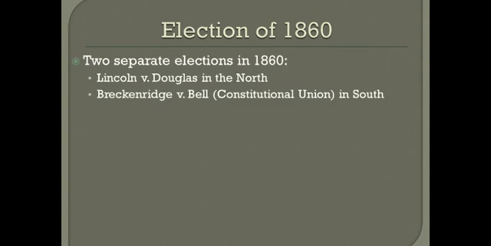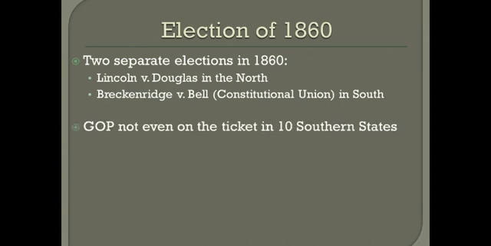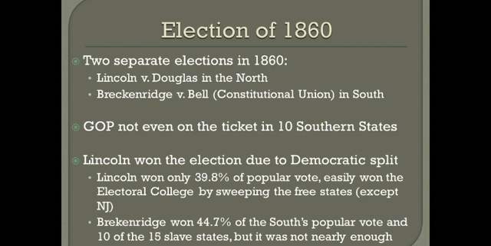So, in the election of 1860, this is what happened. You basically have two separate elections. Lincoln versus Douglas in the North, Breckinridge versus Bell in the South. All right, and what happens is the Republicans weren't even on the ticket in 10 southern states. And Lincoln ended up winning the election, like I said, due to the Democratic split.